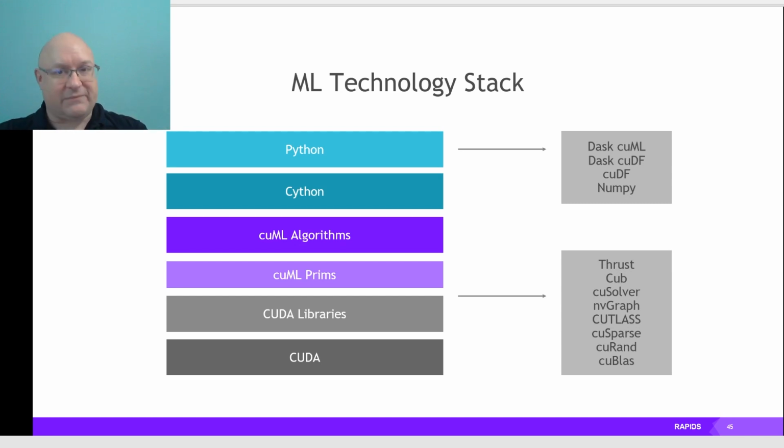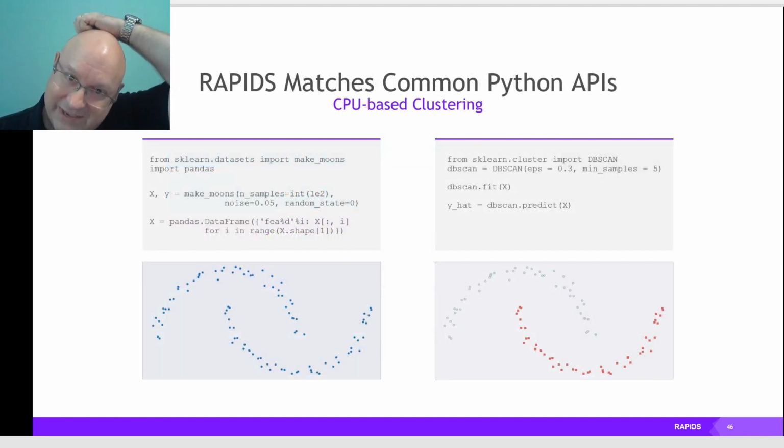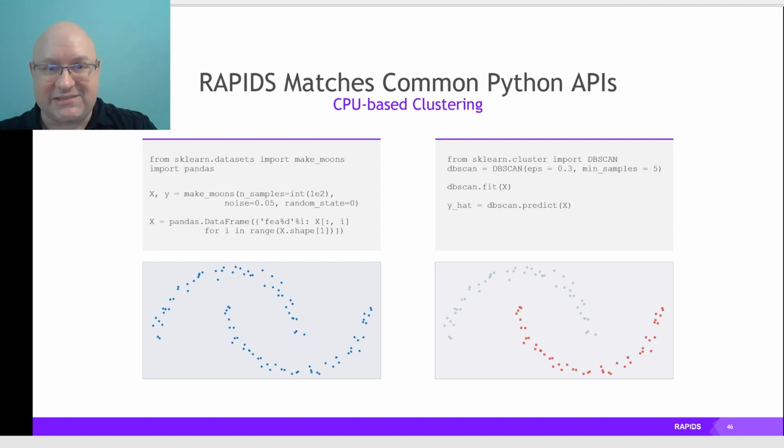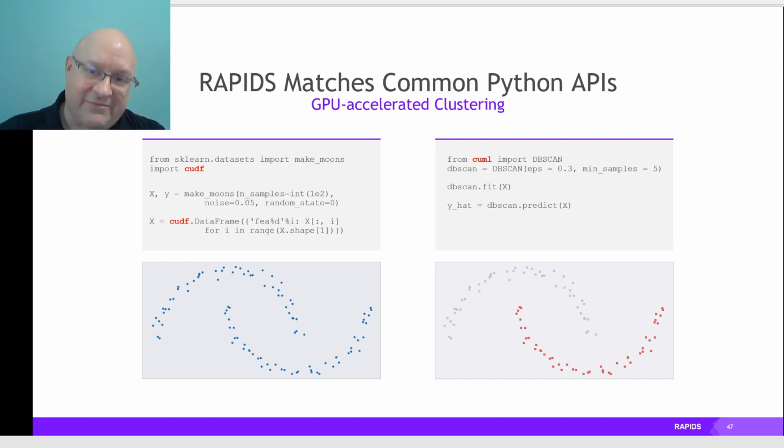So it's a familiar story. We start with CUDA, we build up CUDA libraries, we build primitives from those libraries, we write our new machine learning algorithms using the primitives, and we wrap that in Python, and what the user sees is Python at the end of the day. So here's an example of clustering using the Moons data set. This is a standard example in scikit-learn using pandas. You can take that exact same code, swap out the import statements, replacing pandas with cuDF, replacing scikit-learn with cuML, and get the same results, just a lot faster.